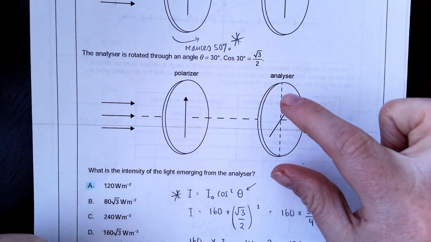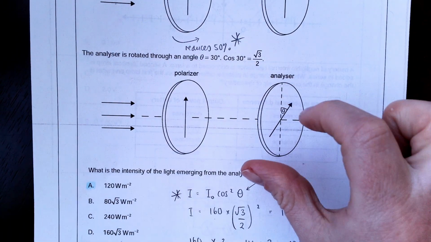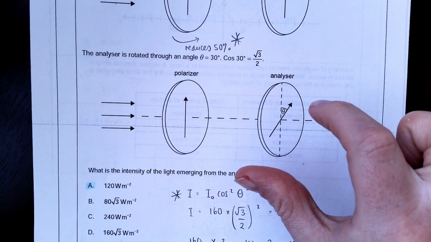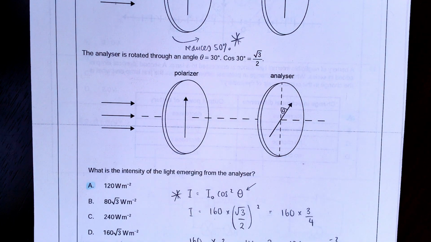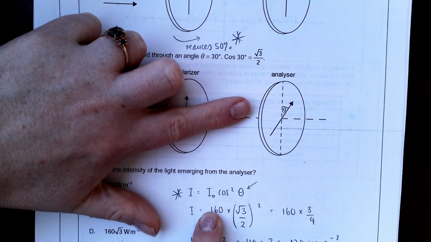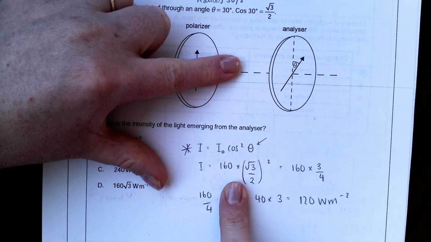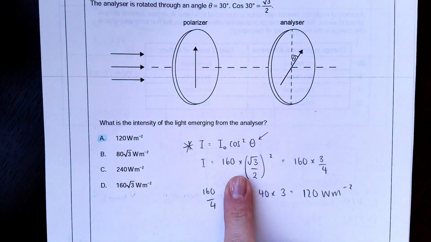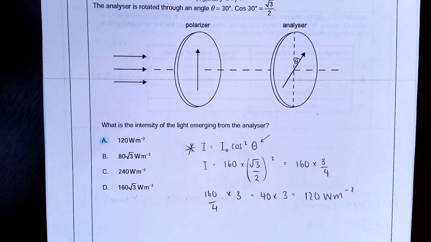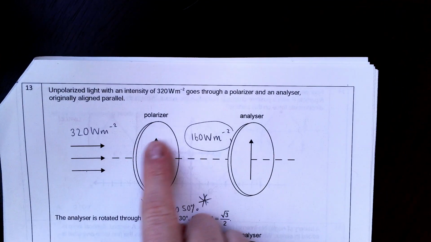Theta is the angle of the analyzer filter relative to the polarized light, so that's 30. I know that the original incoming intensity on the analyzer was 160. We worked that out in the first step, and I'm just multiplying that by (√3/2) squared. Then it's just simple substitution in. The key thing is that you remember that you have to reduce by 50% before you plug in.